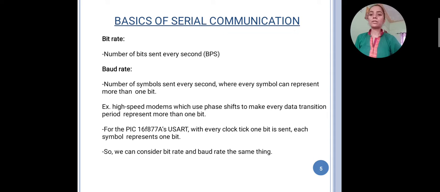Basics of serial communication: bit rate is the number of bits sent every second, and the baud rate is the number of symbols sent every second, where every symbol can represent more than one bit. For example, a high speed modem which uses phase shift to make every data transition period represent more than one bit.